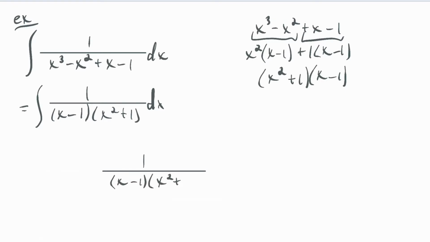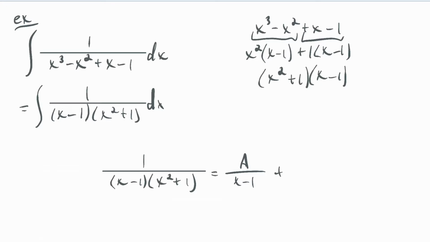Okay, so I have plus 1 rather. So I have two factors. So the first one will be a over x minus 1. Okay, because the factor on bottom is linear, the numerator must be 1 degree less, it's constant.